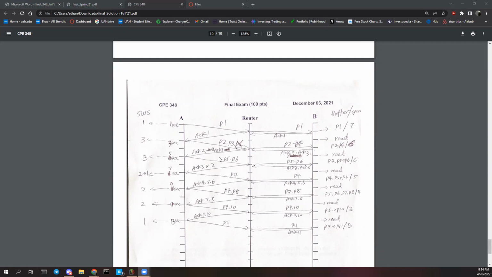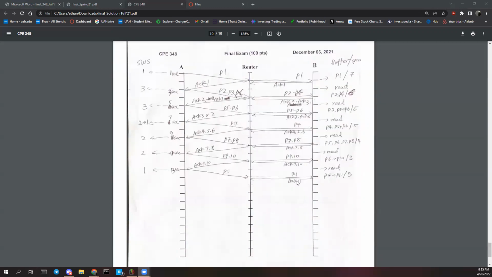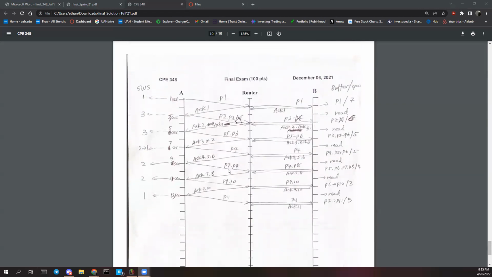And now we go back because 5 and 6 were sent, no issue. P7 and P8 are now sent, and you just do this. It looks like he could have just kept going, but he didn't need to. So I guess just go up to like 10 packets. That's what he did.